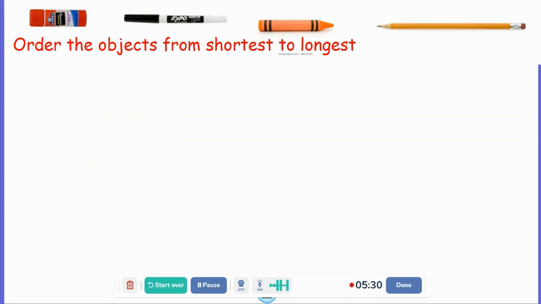All right, so now it asks, order the objects from shortest to longest. See if you're able to do this without having me move the items.